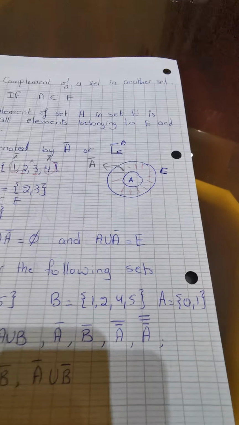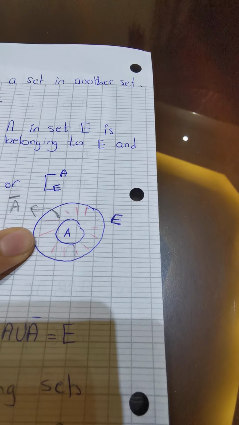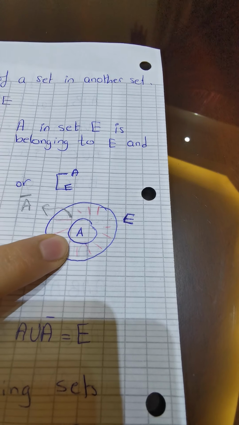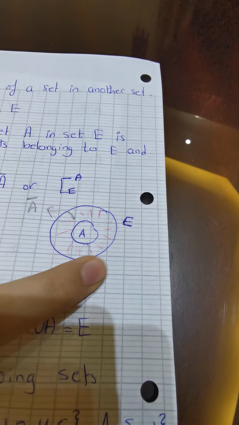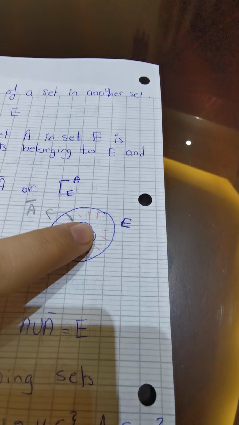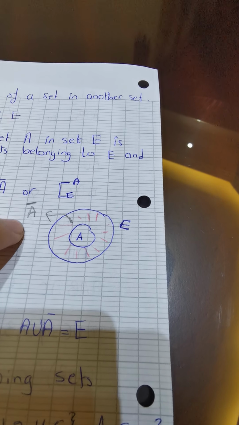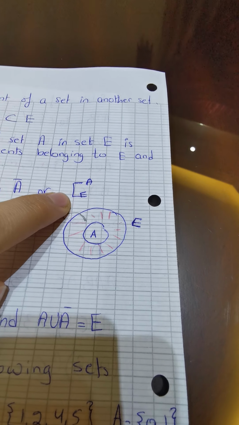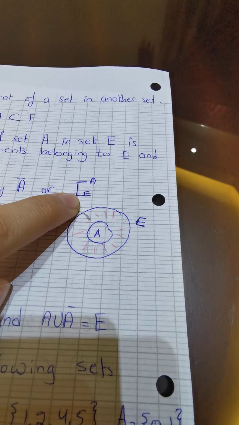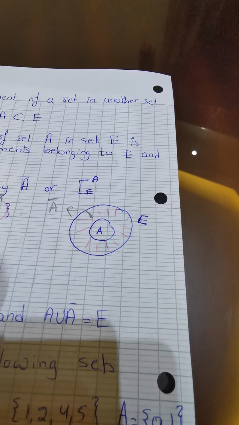For example, in the Venn diagram, if this is the big set E and we have set A as a subset in it, what is the complement of set A? It is all elements not in A but in E. It is denoted by A bar. We call this A bar, and it is denoted in this form. This is what we will deal with: A bar.